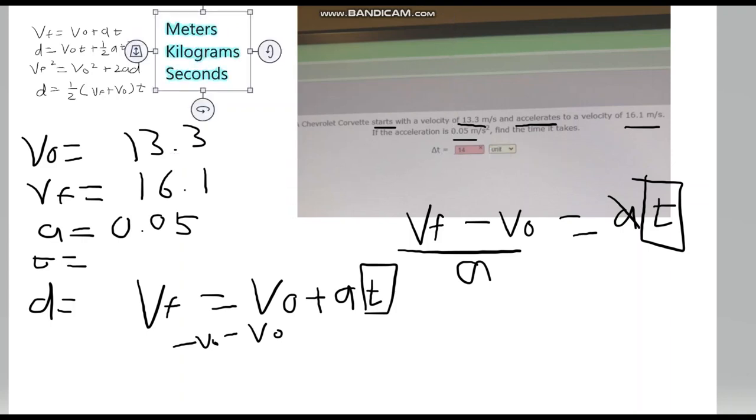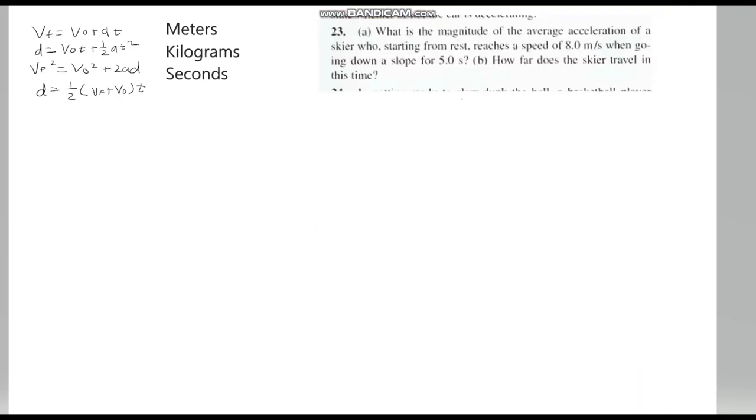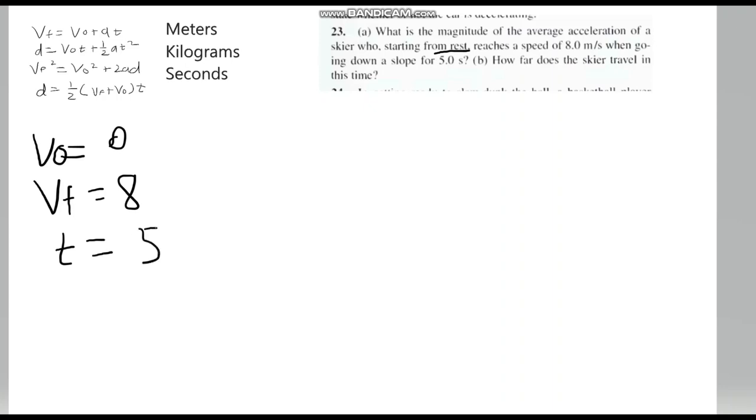Yeah. So here is how you would solve the first problem. Here is another keyword, starting from rest. When it says starts from rest, you already know the initial velocity is 0. And then the speed of 8 meters per second, when it reaches 8 meters per second, so final velocity has to be 8. And it goes down the slope for 5 seconds. Boom. You already have 3.